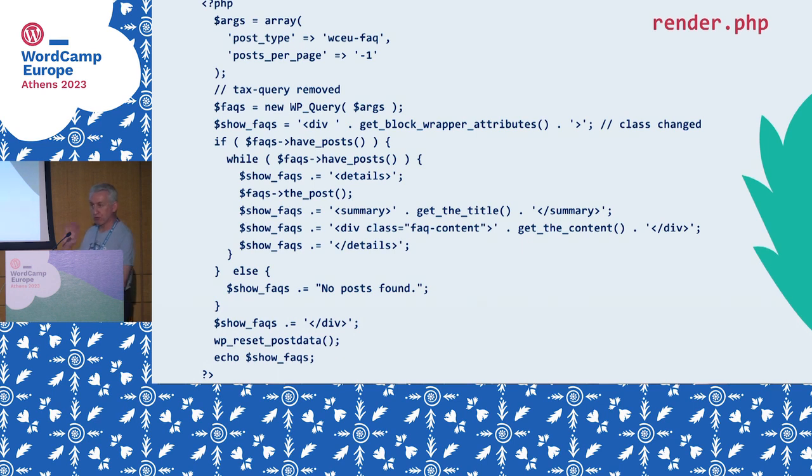So for now, this will just render all of the FAQs. We haven't got the facility at the moment to get FAQs from a specific category. Okay, once you've got that file created, save it. And then run npm start.